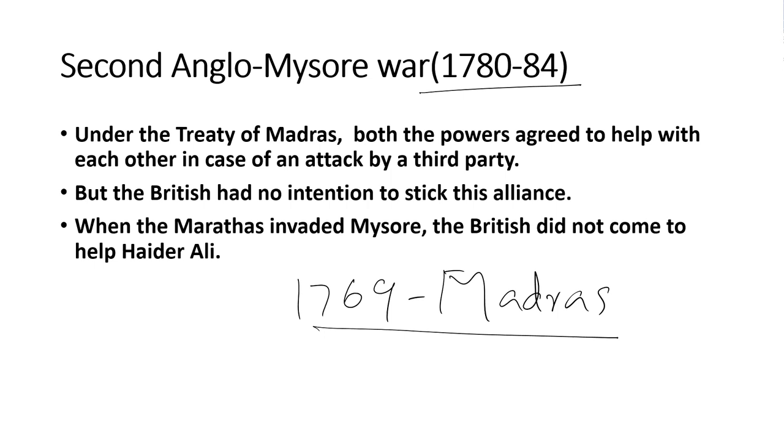Under the terms of the Treaty of Madras, signed between Hyder Ali and the British, both the powers agreed to help each other in case of a military attack by a third party. But the British failed to stick to the promise made in the treaty. When the Marathas invaded Mysore, the British did not come forward to militarily help Hyder Ali as per the terms of the treaty. The British kept aloof.